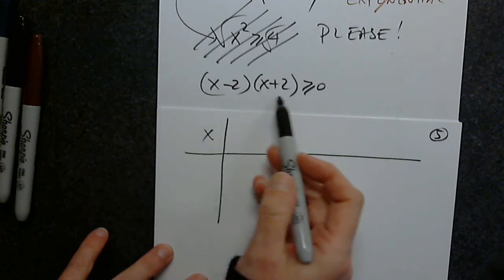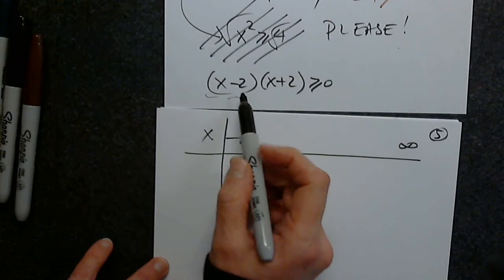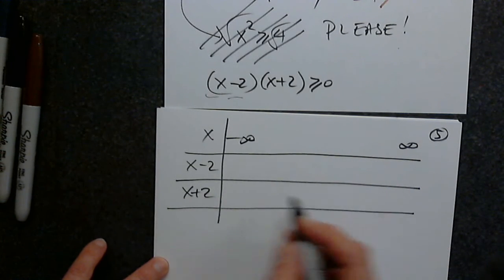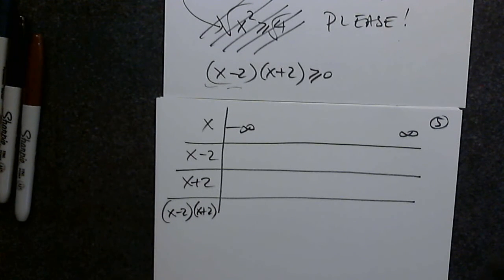X is the variable in this problem. It can be anything between negative infinity and infinity. Then I will list the first factor. I will list the second factor, and I will list what I'm interested in, which is the entire thing. I don't care for x minus 2, I don't care for x plus 2, but I care about the product of the two factors. Now, can you please tell me when is x minus 2 zero? What is the zero of x minus 2? What is the zero of x plus 2? So now tell me in ascending order, from left to right, which number goes in first?